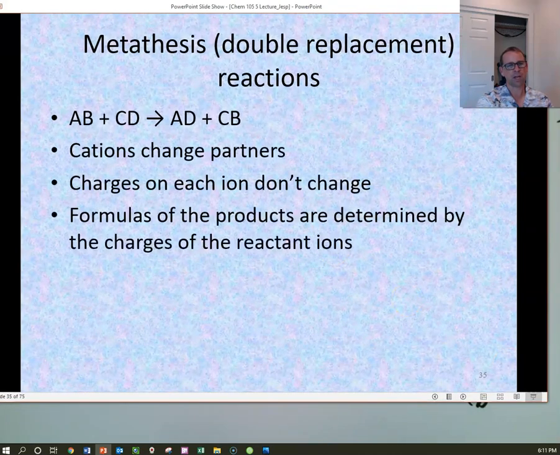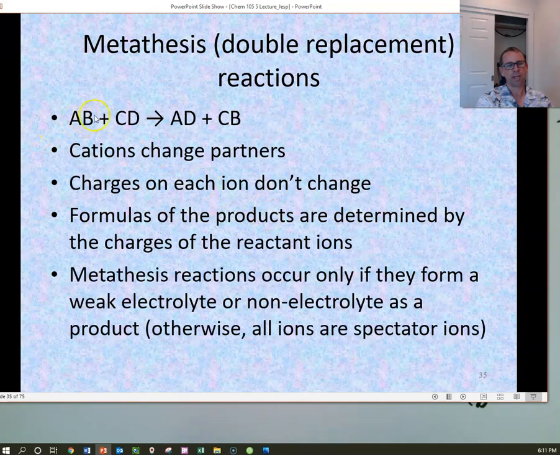They all follow this pattern where the cations change partners and the result is two new compounds. But if one of the two new compounds is not insoluble, not water, not a gas or a weak electrolyte, then we say the reaction won't occur. Because essentially what we'll have is the reactants and the products all broken up into their ions, and we'll have them all cross out, and so there will be no net ionic reaction. Okay? Net ionic equation.